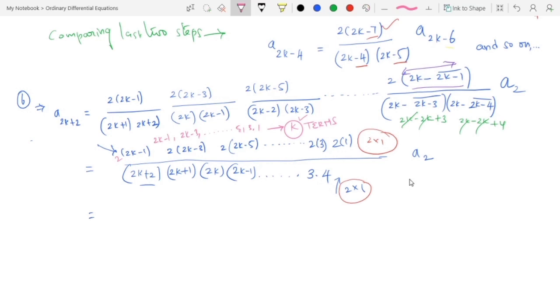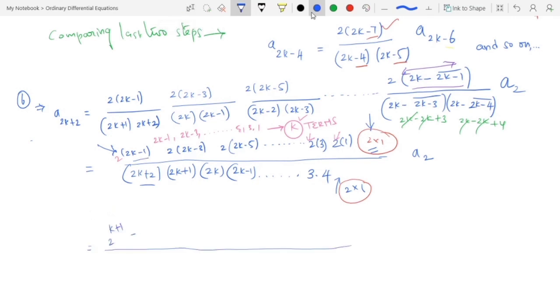In each and every term we have 2 also. So how many 2's in the product? Yes, k times 2 in the product. So we have 2 into 2 into 2 into 2 up to k times. So we can write it as 2 power k. And also note the point, one more 2 we added here. That means 2 power k into 2, that is 2 power k plus 1.